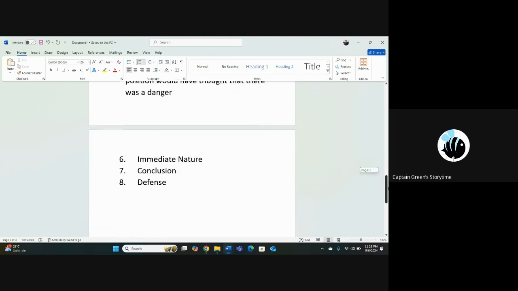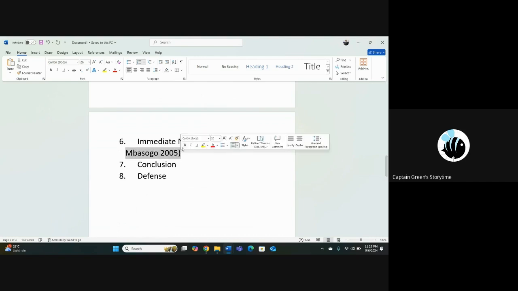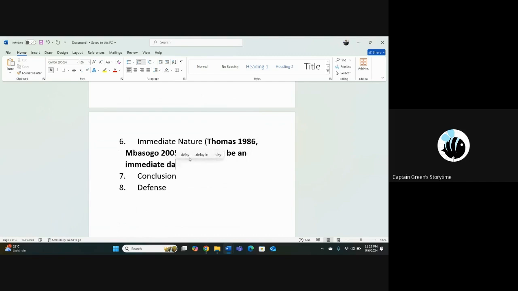Then coming towards our last element, which is immediate nature. This is the most important element, and most of the time the examiners focus on this element. And the most challenging part of assault is this element. Use the case of Thomas. Use this case also, Middle School, 2005, and prove that there must be an immediate danger of battery.